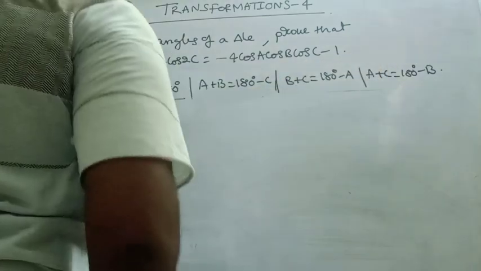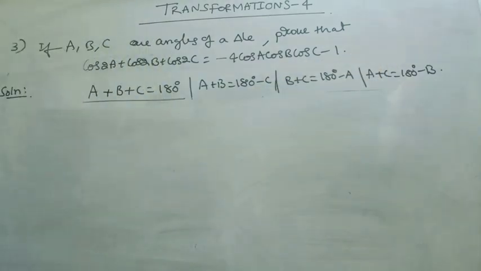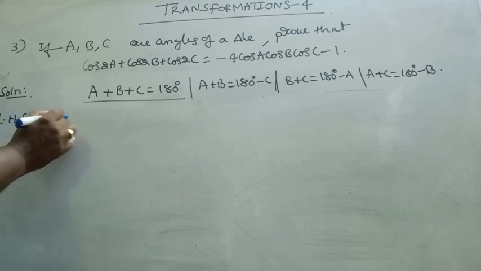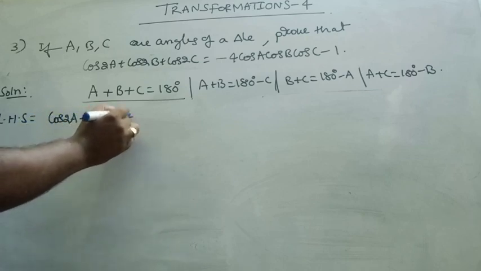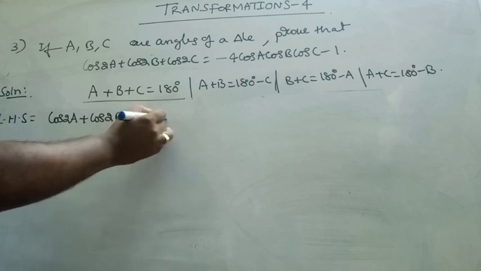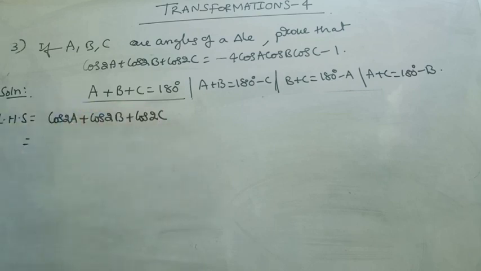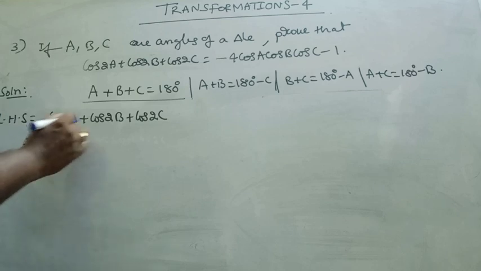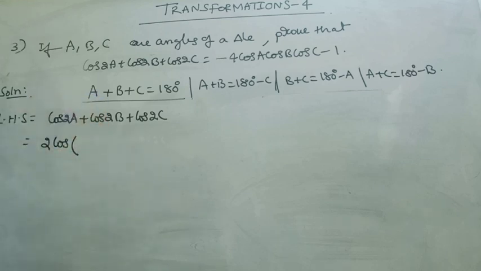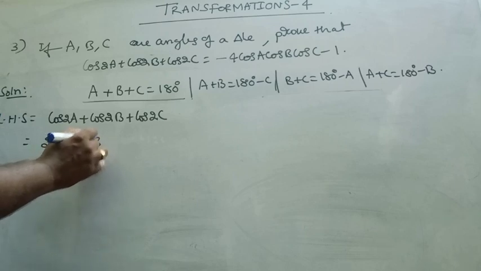And A plus C equals 180 degrees minus B. Now see, my dear students, here also what we do is, let us take the left hand side part. That is nothing but cos 2A plus cos 2B plus cos 2C. Now this is cos C plus cos D, that is nothing but 2 cos (C plus D) by 2, which means (2A plus 2B) by 2, that is now 2 cos (A plus B).